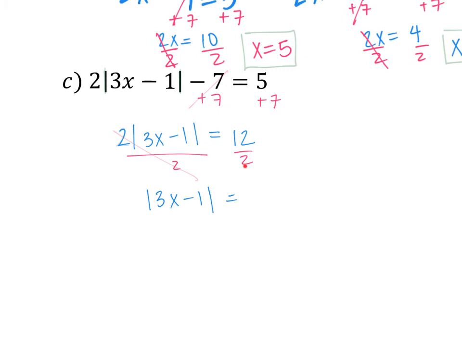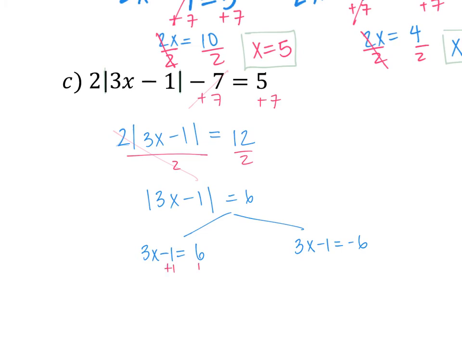So 12 divided by 2 is 6, and now the absolute value function is isolated, so now I can split that up into 2. So I'm going to have 3x minus 1 equals positive 6, and 3x minus 1 equals negative 6. Because this was a positive number, I can go ahead and split that up. If that had a negative 6, I would just stop right there and say nope, can't solve it. It's no solution.